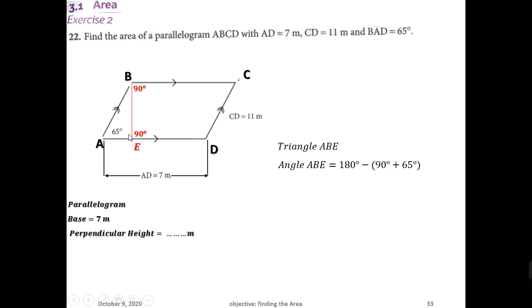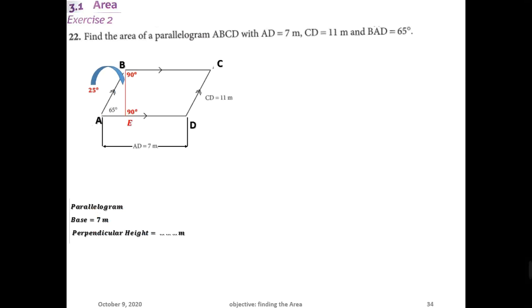So this angle here is 90, and to find this angle, angles in a triangle add up to 180. So 180 minus the sum of the two known angles, which is 90 and 65, then this small angle here is going to be 25 degrees. So that is the case that we have in hand. Second thing is we want to find this height here.